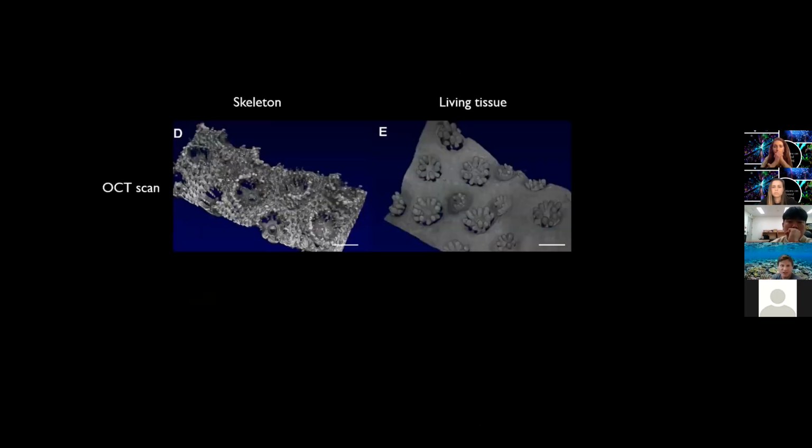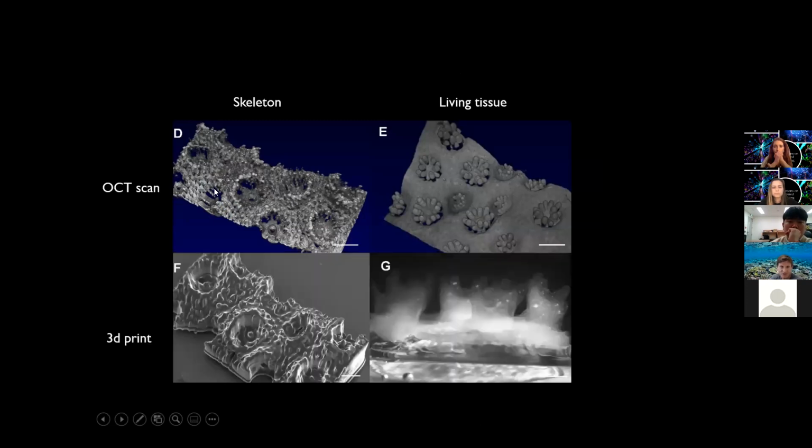And so here is our OCT scan of the skeleton. Here's the living tissue. And then on top is the 3D print, the single layer, and then a double layer with the printed skeleton, and on top the living tissue containing the Symbiodinium microalgae.